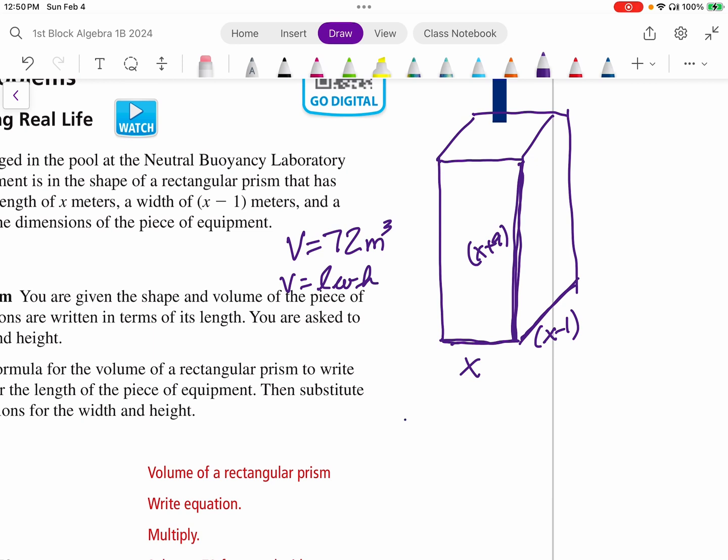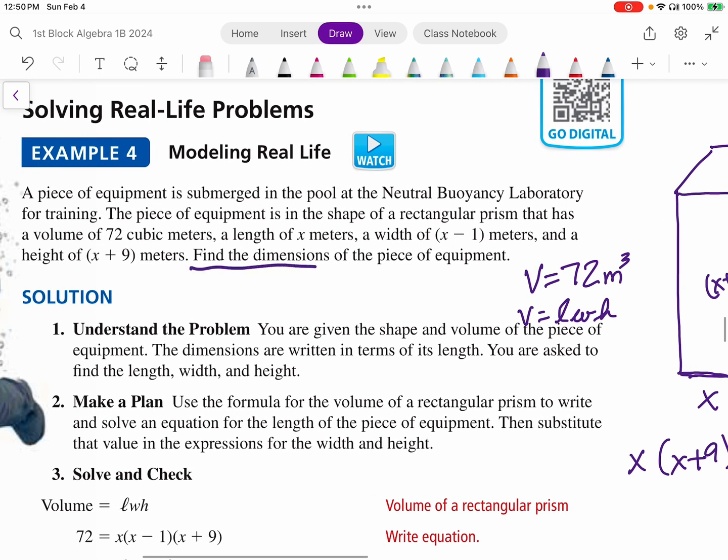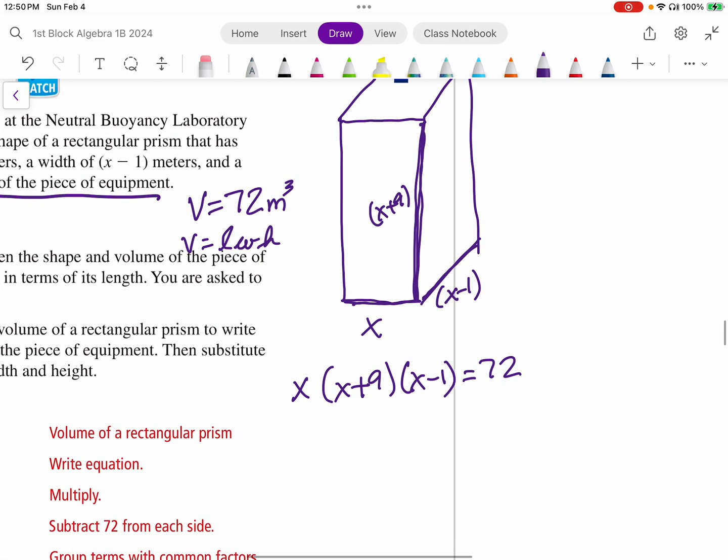So we know that x times x plus 9 times x minus 1 has to equal 72. Great. Well, our entire goal, what are we trying to find? Find the dimensions. So our entire goal is to find out what x is, and then we can figure out what x minus 1 is and what x plus 9 is. Well, unfortunately, we can't solve it from this, what appears to be factor form, because we don't have equals 0. So we actually have to multiply this out.